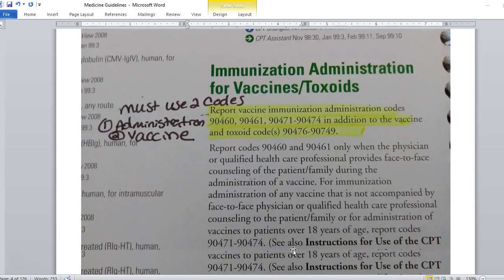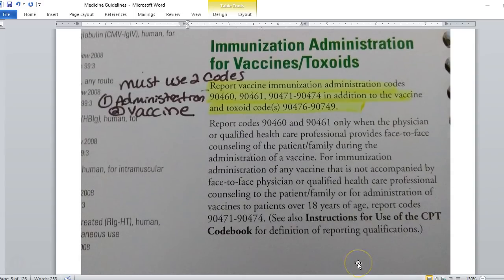Now, on the same page, again, we have the immunization administration for vaccines and toxoids. So these codes pair with the vaccine codes that start on page 604 in your code book. Again, we also need to use two codes, one for the administration, one for the vaccines, and that's what this guideline reminds us of, that we report vaccine immunization administration codes in addition to the vaccine and toxoid codes.